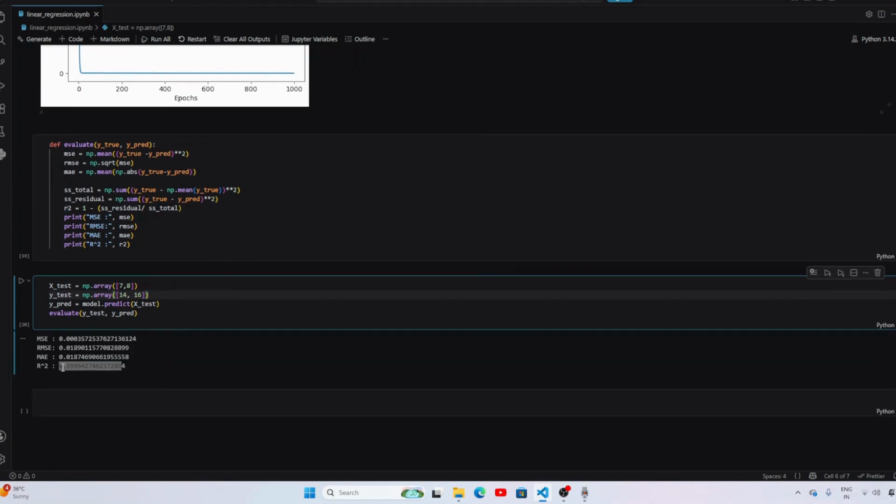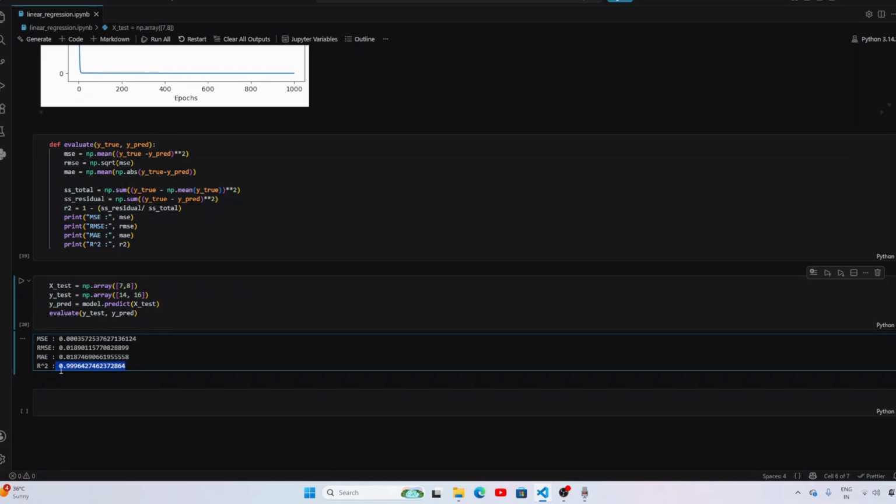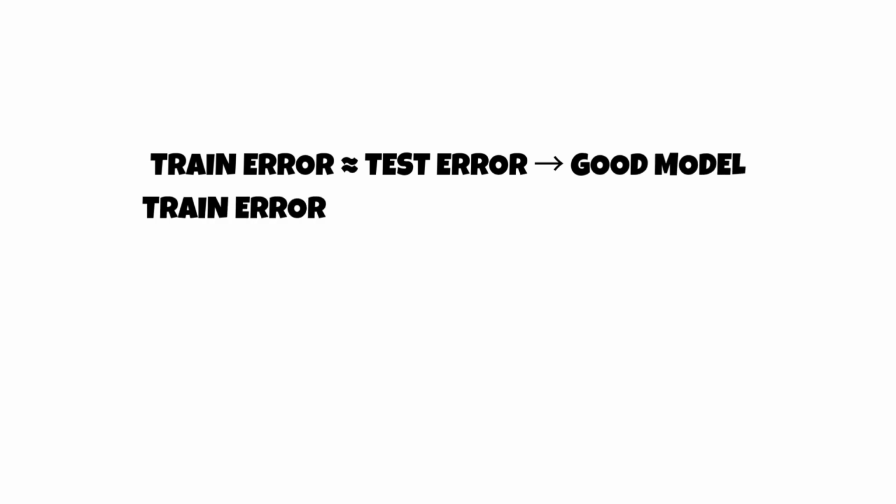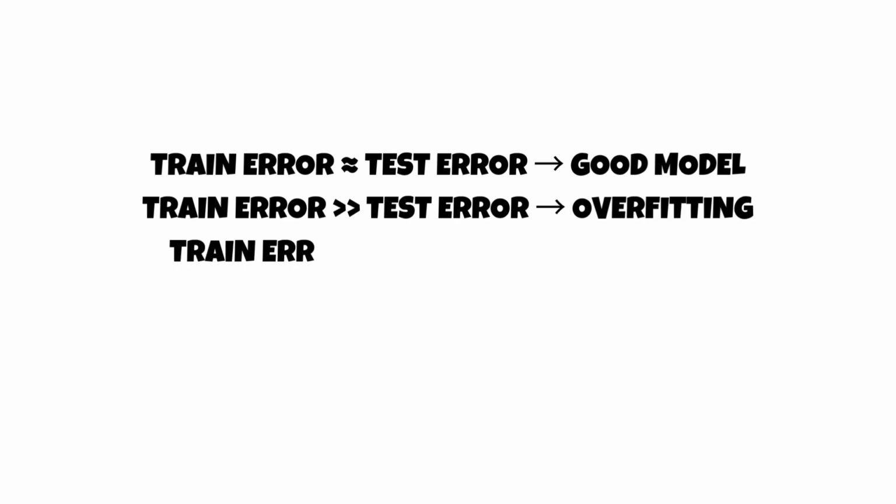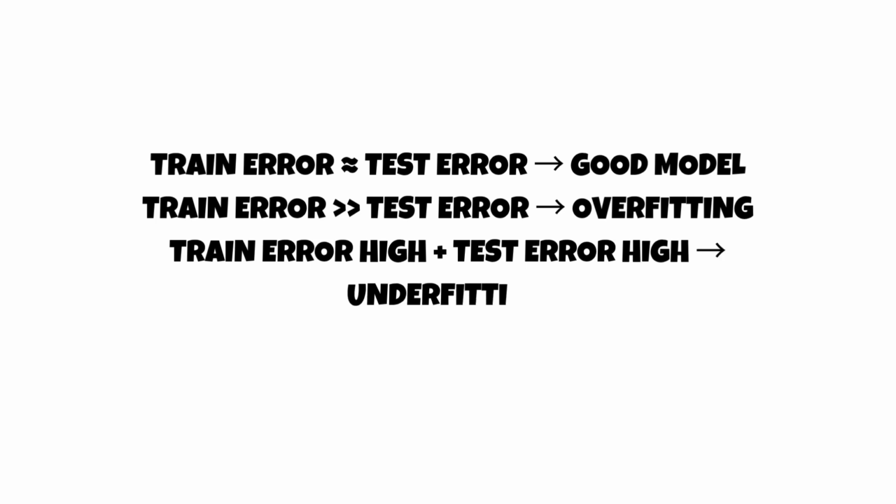Here you can see the R square value is closer to 1, which is the best fit line. The training error is similar to the test error, so that means our model is performing well. But if the training error is much lower than the testing error, that means our model has an overfitting problem. If the training error is high and the testing error is also high, that means your model has an underfitting problem. So you can remember these things.